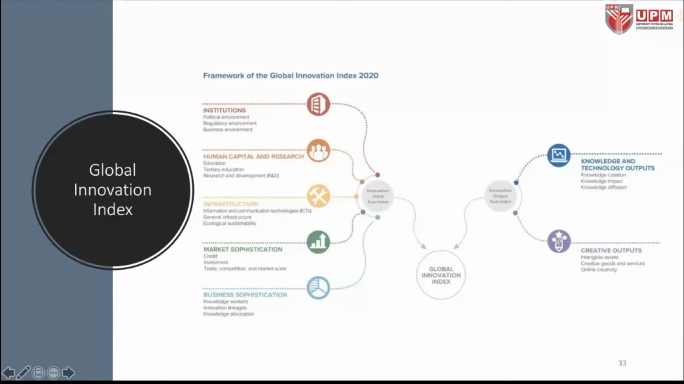At the same time, under the Global Innovation Index framework, they also have the innovation output sub-index, where the knowledge and technology outputs: how much knowledge creation, how much knowledge impact, how much knowledge diffusion is coming out from the innovation input. And the elements of creative outputs, where intangible assets are produced, creative goods and services, and online creativity appear in the country. So it's not simple, it is quite complicated, and the Global Innovation Index is quite independent, and it shows the seriousness of certain countries that put in effort towards making the nation innovative.